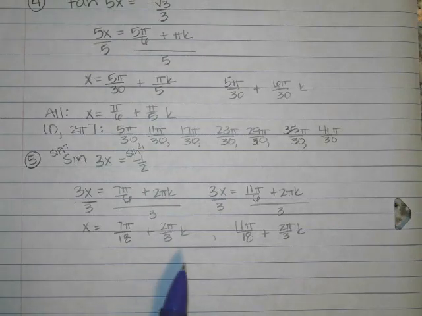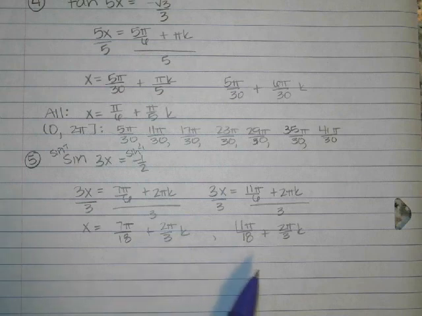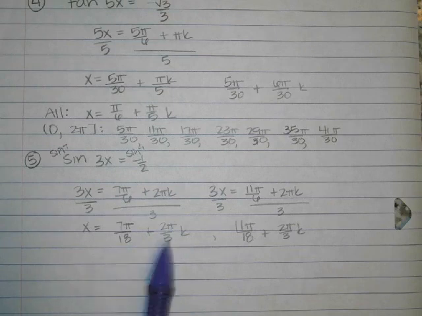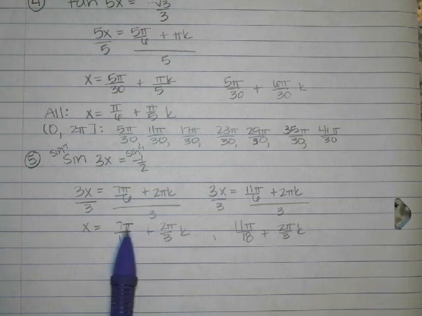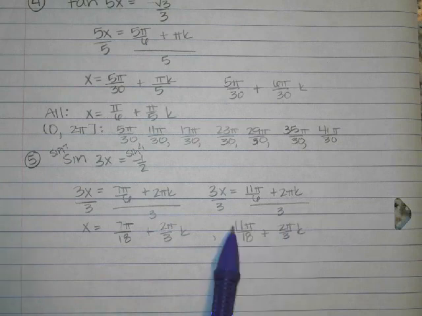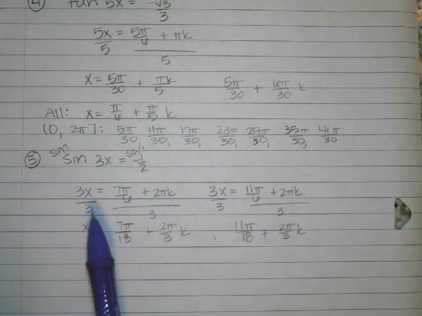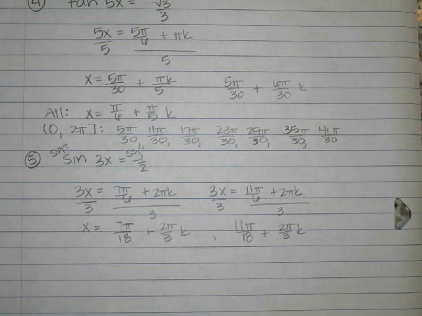And then if I wanted to look for my solutions from 0 to 2 pi, I would say, okay, let me multiply by 6 on top and bottom so I can have that common denominator of 18. And then I would say 7 plus 12 plus another 12 plus another 12, 11 plus 12 plus another 12 plus another 12. And I would expect to have 6 answers.